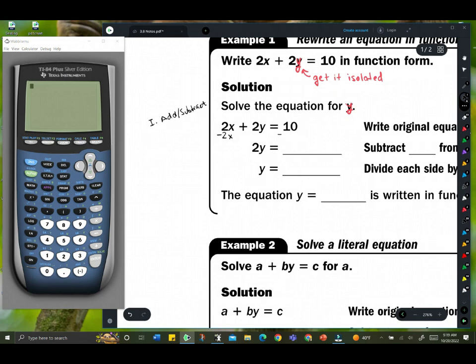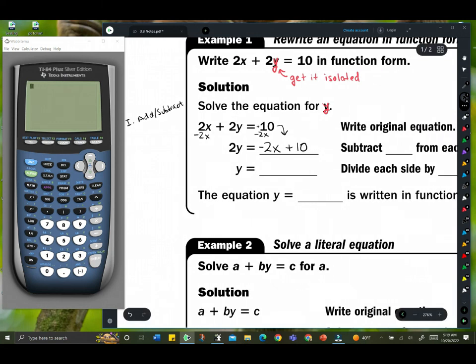Minus 2x and minus 2x. That has nothing to do with the 10. So notice how we'll actually write this. It's going to be negative 2x plus 10. Okay, 10 is positive, so they don't combine. They just stay separate.